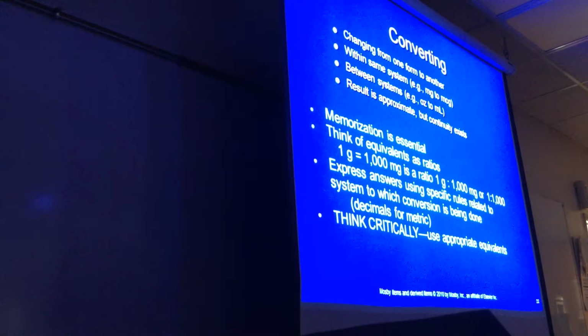So converting, what is converting? It's when we're changing from one form to another. It's within the same system. We can do that, remember, by just moving the decimal places, or we can do it between systems where we have 2 units of volume, like ounces and mLs, and we can go back and forth between those using math. But make sure that results are approximate when you are going between systems. If you're within the same system, it's pretty exact because all we're doing is moving a decimal place, right? But when we're going from one system to another, it's approximate most of the time.